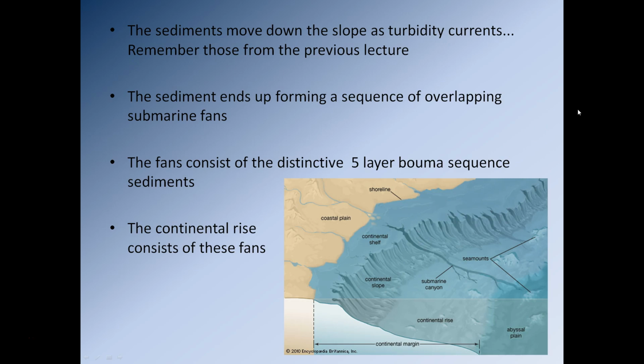So the sediment ends up forming a sequence of overlapping submarine fans. And if you remember, these submarine fans have this distinctive 5-layer Bouma sequence, and that tells us they've been formed by turbidity currents. So the continental rise down here is essentially produced by the build-up of material by one turbidity current and another and another and another. So you have lots of these fans overlapping on each other to produce the continental rise. So the continental rise is pretty much nothing but turbidite sediments which present this Bouma sequence.